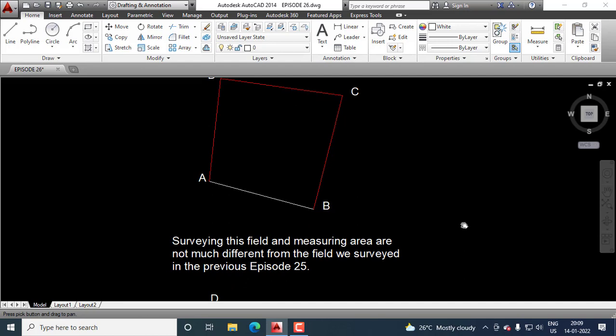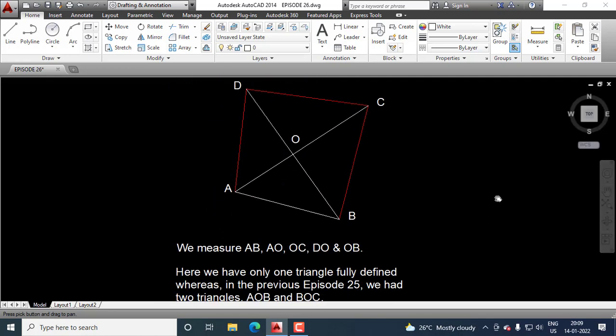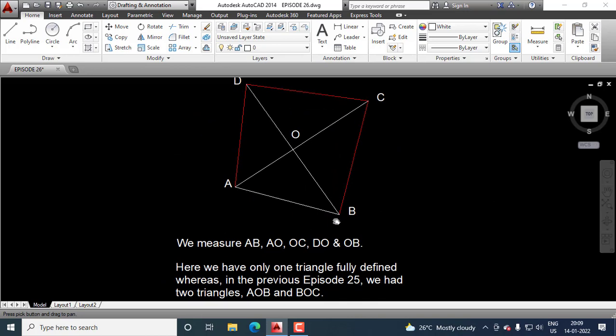These sides are neither rangeable nor chainable. Surveying this field also and measuring its area are not much different from the field we surveyed in the previous episode 25. We measure AB, AO, OC, DO and OB.